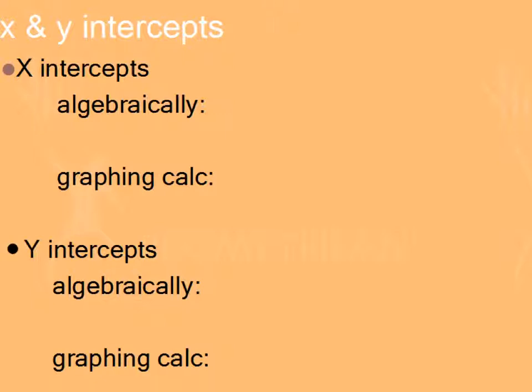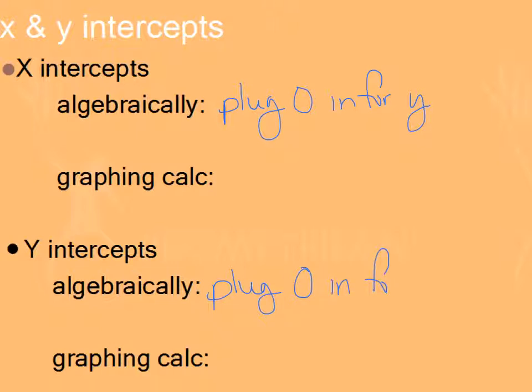Okay, so let's start with, when you're looking for the x-intercepts, algebraically, what you do is you're going to plug 0 in for y. And if you were doing the y-intercepts, you would plug 0 in for x.